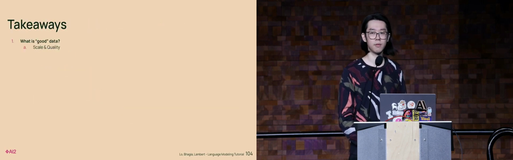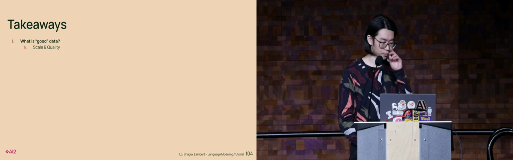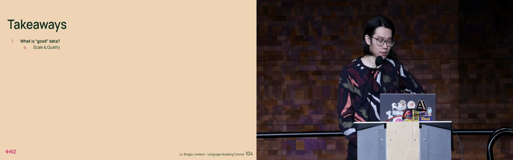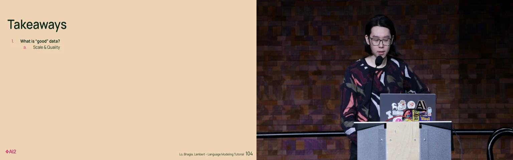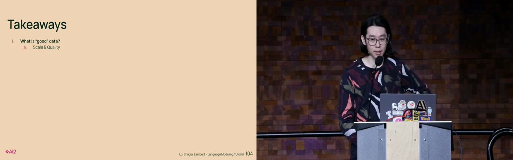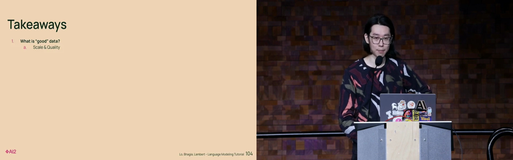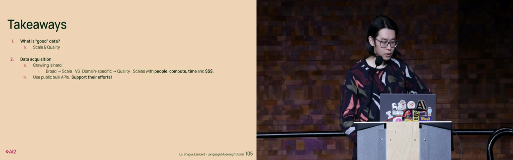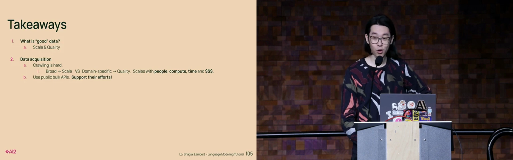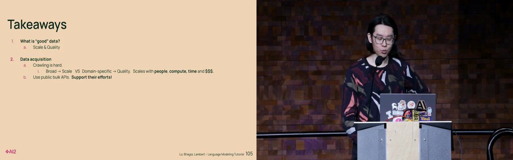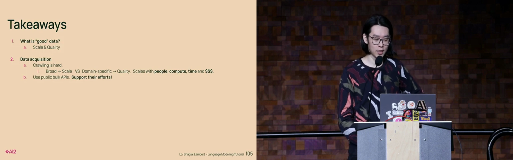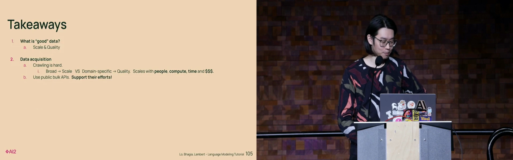So, final takeaways before we move on to training. What's good data? Think about scale and quality. These things can trade off each other. If you want more scale, it becomes harder to guarantee quality. If you want quality, it's hard to scale that much quality data. Data acquisition: crawling is super hard. You need to crawl, but we also rely heavily, heavily on crawling. So please support people who do crawling and make this data public.